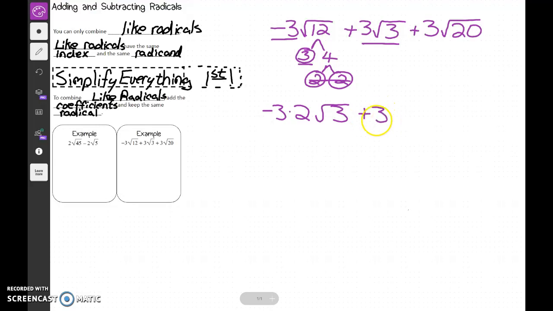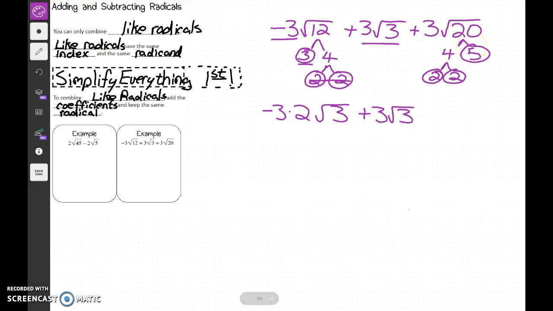Plus 3 on the square root of 3. And then lastly over here, we have 3 on the square root of 20. So we can break this 20 down. What will 20 break down into? 10 and 2. All right. Let's do 4 and 5. So, would 4 break down? Yes, 4 breaks down into 2 and 2. 2's don't break down, so we circle them. What about the 5? No. So if it doesn't, then we circle it.